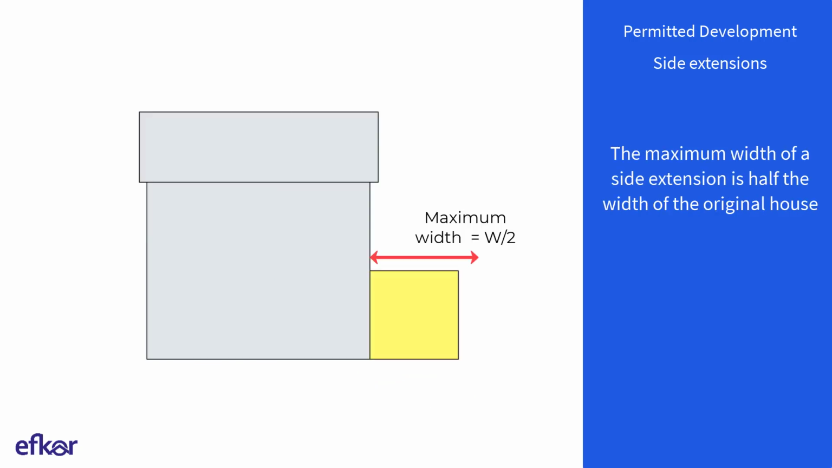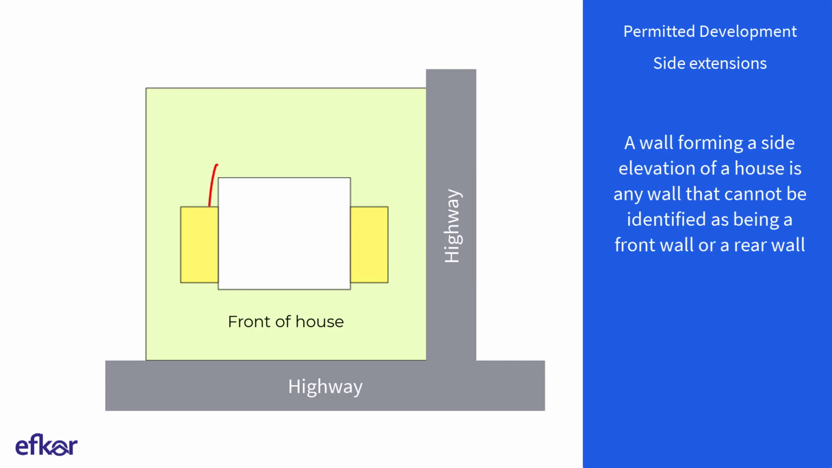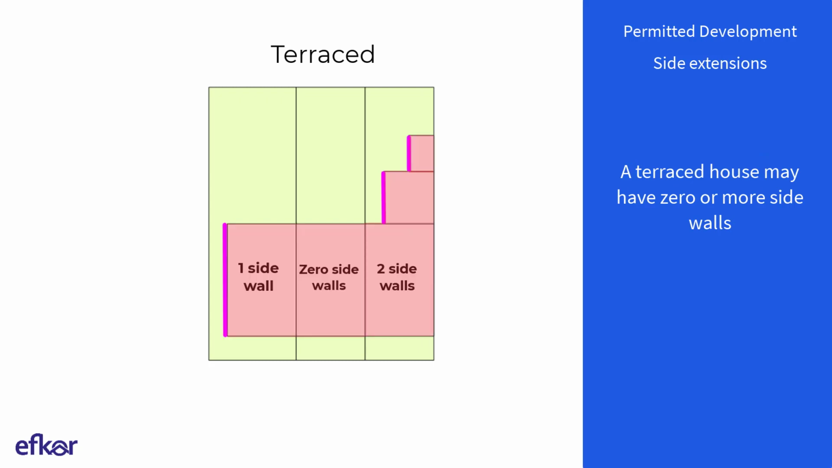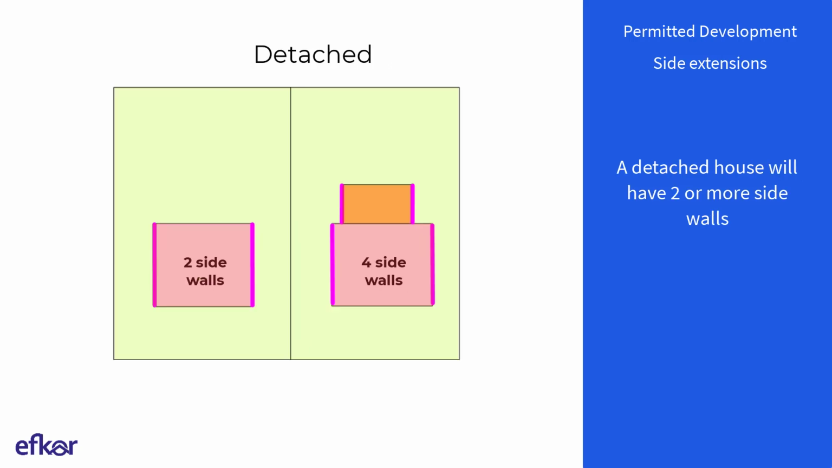The maximum width of a side extension is half the width of the original house, measured at its widest point. A side extension is not allowed on a side elevation that fronts a highway. A wall forming a side elevation of a house is any wall that cannot be identified as being a front wall or a rear wall. A terraced house may have 0 or more side walls. A semi-detached house will have 1 or more side walls, and a detached house will have 2 or more side walls.